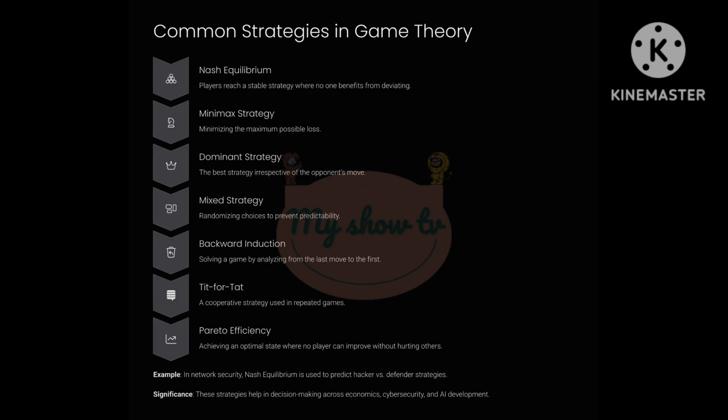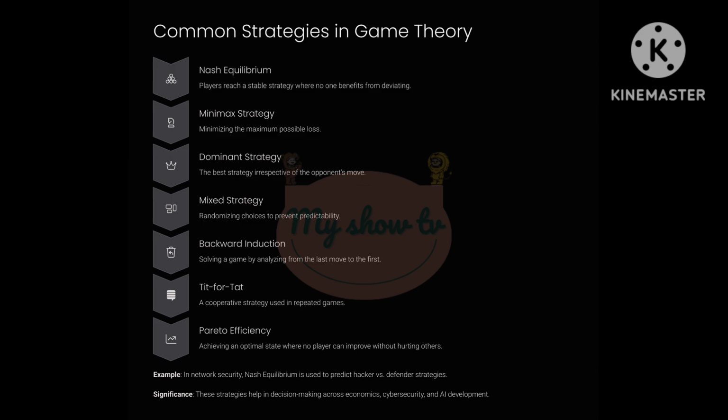Example: in online pricing, if two companies reach a price where neither can profit by undercutting the other, they have reached a Nash equilibrium. 2. Minimax strategy. This strategy involves minimizing the maximum loss. It is particularly useful in competitive environments where opponents aim to exploit weaknesses. Example: in chess, a defensive player uses minimax to avoid the worst possible outcome.